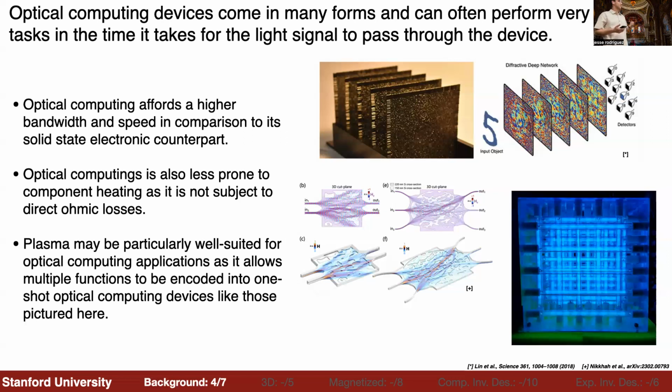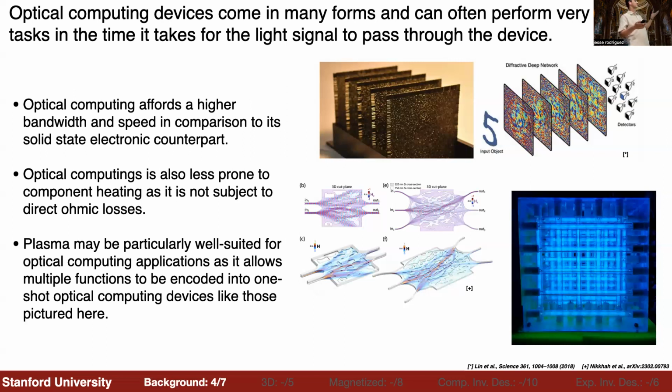Okay. And so plasma in particular may be well suited for optical computing because it allows several functions to be encoded in a single device. So the problem with these devices is that they're static, they're frozen in. So that device in the top right there is only ever going to be able to differentiate between handwritten digits. And these matrix multiplication devices can only represent a single matrix.